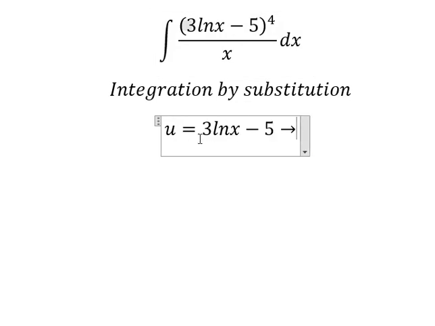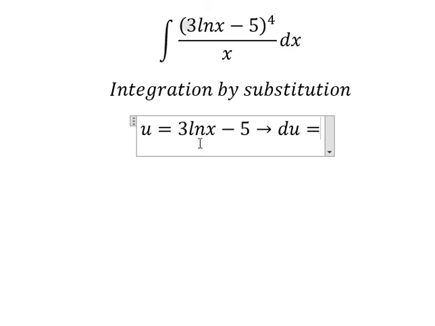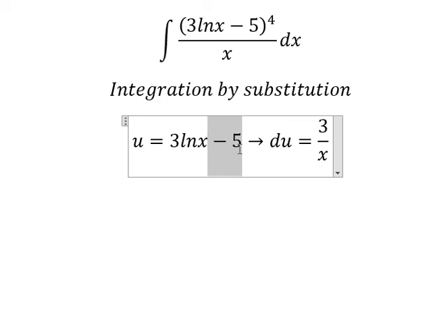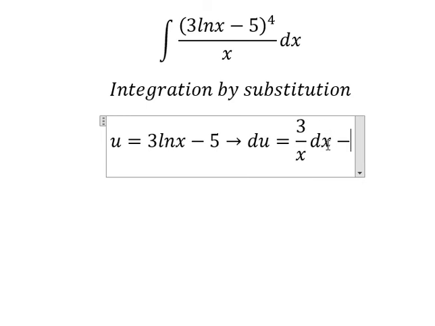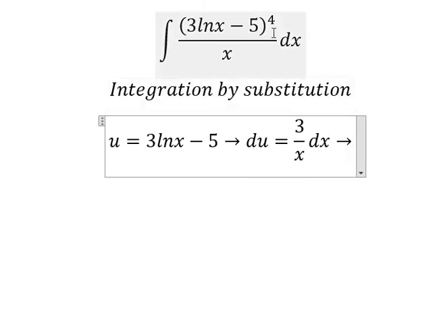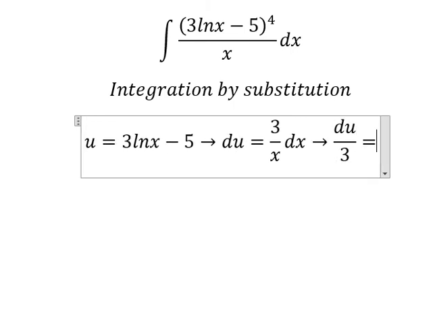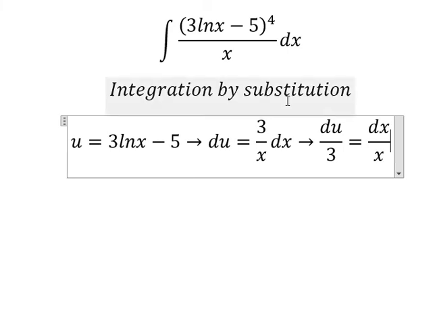Later, we first take the derivative of both sides. The derivative of ln(x) gives you 1 over x. This one is a constant, so you get 0 in here. Because we don't have the number 3 in here, I will move the number 3 to the left, and we have du over 3 equals dx over x.